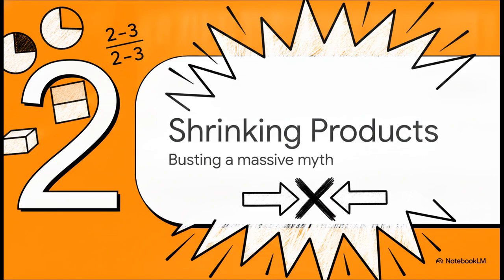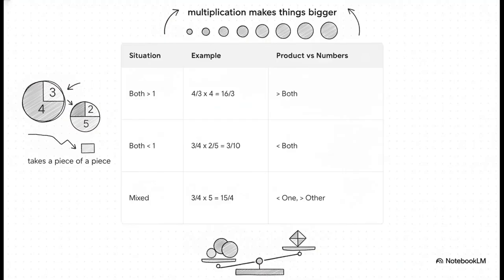Moving on to section 2, the incredible shrinking product. We're about to bust a massive myth here. Ever since you first learned your times tables, you've probably thought that multiplication always makes things bigger, right? 3 times 5 is 15. Boom, bigger.